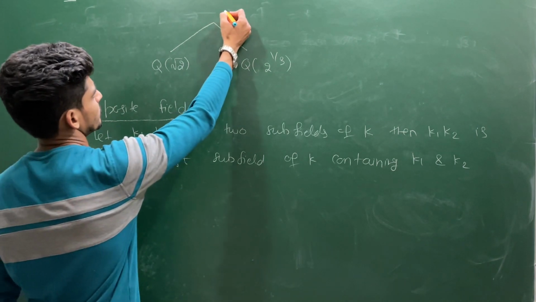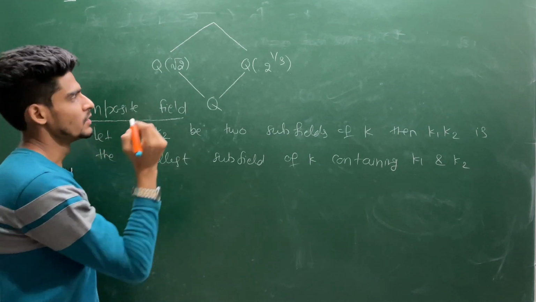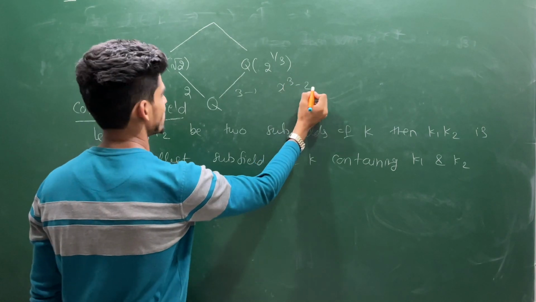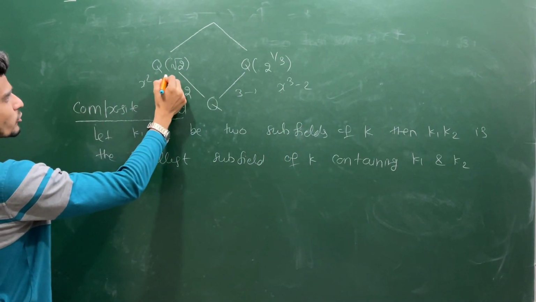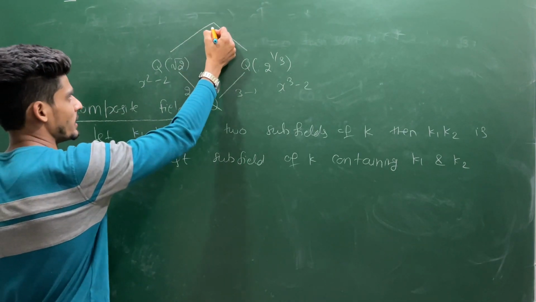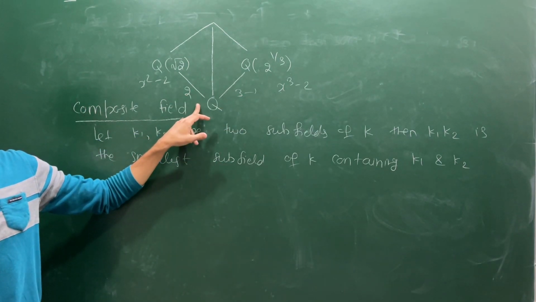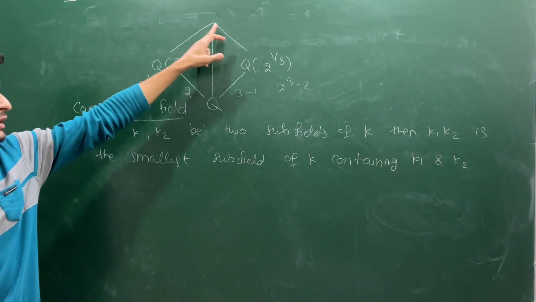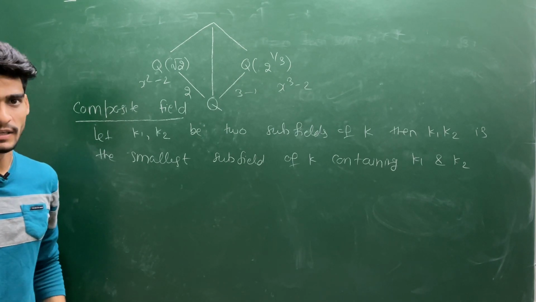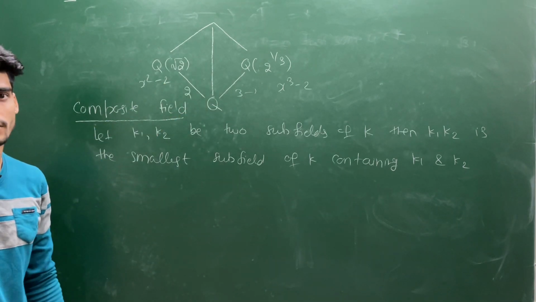Can I take this one? Let's see. Suppose this is your Q. So this is a 2 degree extension, this is a 3 degree extension, because here your minimal polynomial is x cube minus 2. Here your minimal polynomial of root 2 is x square minus 2. So this is a 3 degree extension, this is a 2 degree extension. So if you go here, your extension will be of degree at least 3 and at least 2, and must be a multiple of 2 and 3. So this extension must be at least a 6 degree extension, because the multiple of 2 and 3 will be 6.